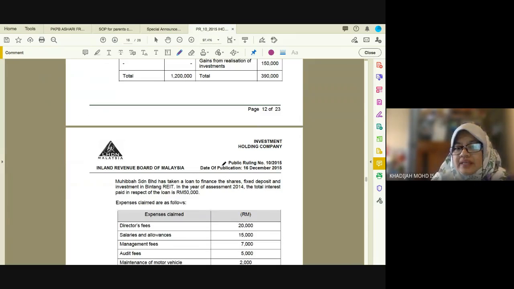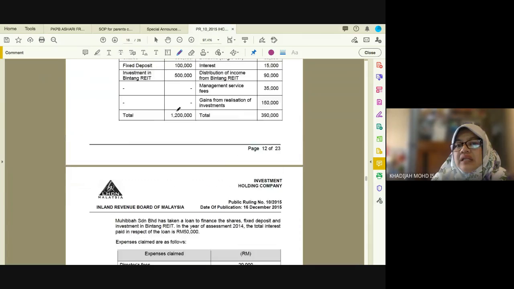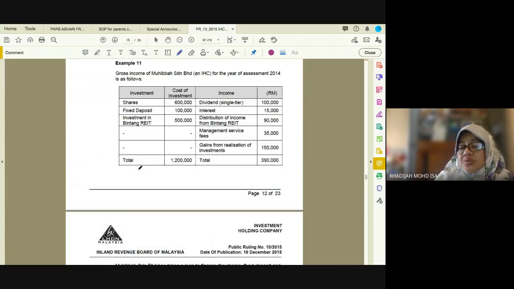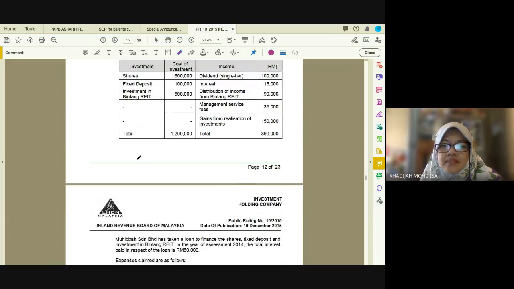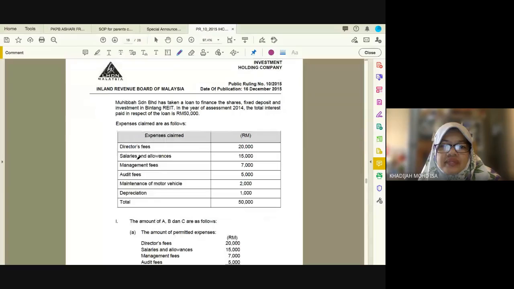So you're going to divide this interest 50,000 among the investment, because you use the loan to finance all your investment, and this interest you're going to divide among the source of income, and any expenses incurred for that will be deducted against your income here. Right, and on top of that, you're also given the expenses. So from here you have to decide which one is the permitted expenses. Right, you know that you have a director's fee is allowable, and then salaries, yes, you have management fees, you have audit fees, maintenance of motor vehicle, is that allowed?